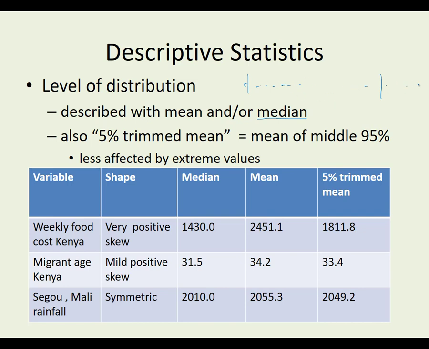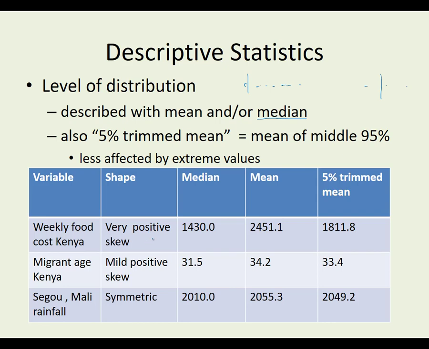So we've got the examples for the Kenya survey and for this rainfall data in Mali, Sugu, and you can see that in all cases the mean and the median are sort of closest, except not quite the same. The mean is generally above, and the mean is a long way above the median in cases where there's a very positive skew, because the very positive ones are where you do have a few values that are much, much higher than the general distribution, and that pulls the mean well above the median.